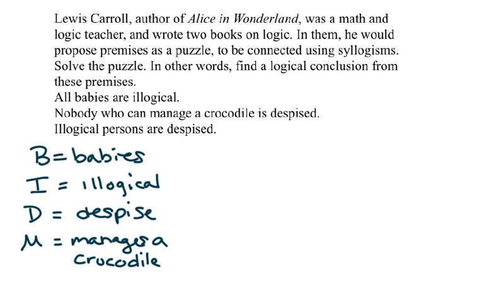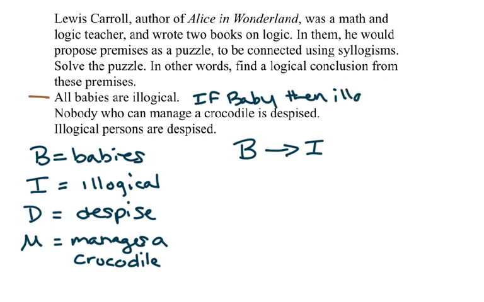So let's start by writing some logic statements based on what we see here. So let's start with the first one here. All babies are illogical. So from that, we can say, if you're a baby, then you're illogical, right? That's the same as saying all babies are illogical. If you're a baby, then you're illogical. Okay, so that's the first statement, the first premise.